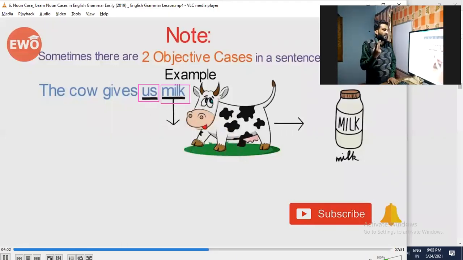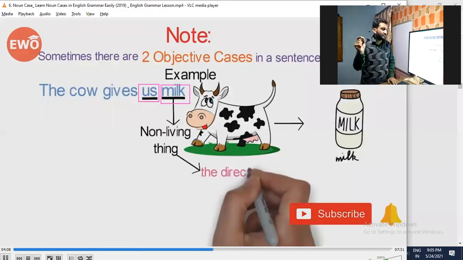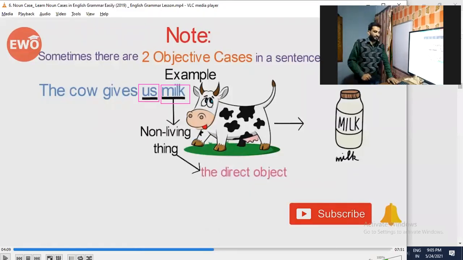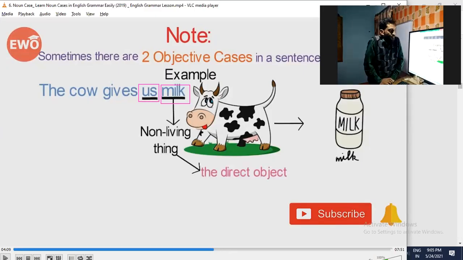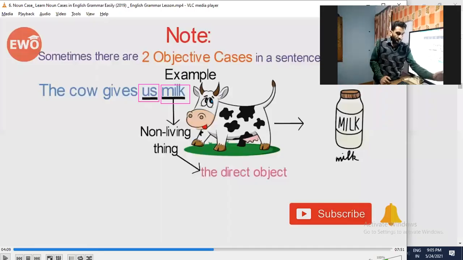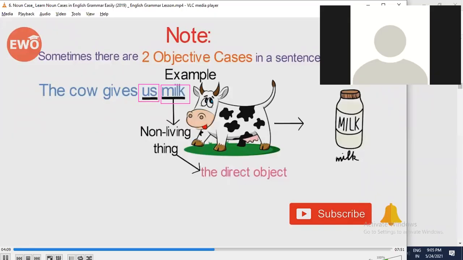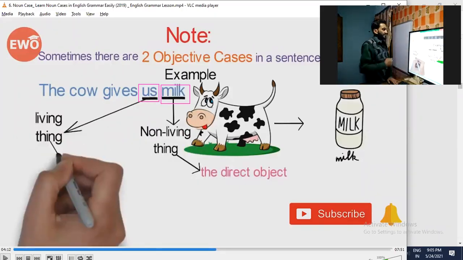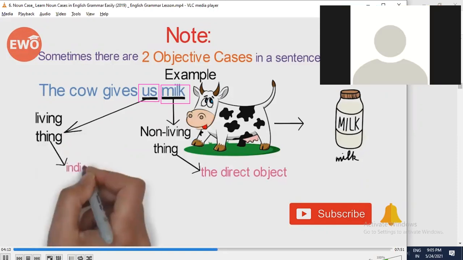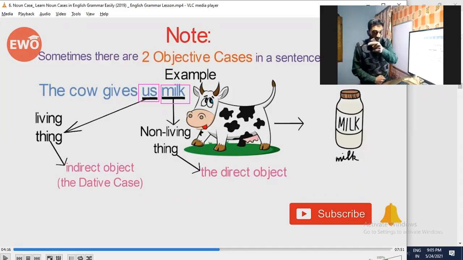लेकिन इनको हम फिर अलग करेंगे। जो मिल्क है, this is called a non-living thing and this is called the direct object. ये ध्यान रखना। Milk is a non-living thing, and this is the direct object. Please keep it in mind. Remember it. Milk is a non-living thing. This is the direct object. Us is a living thing, and this is called the indirect object. अब बताएंगे आप, sir, indirect object और direct object में क्या फर्क है? And the indirect object is also called the dative case.